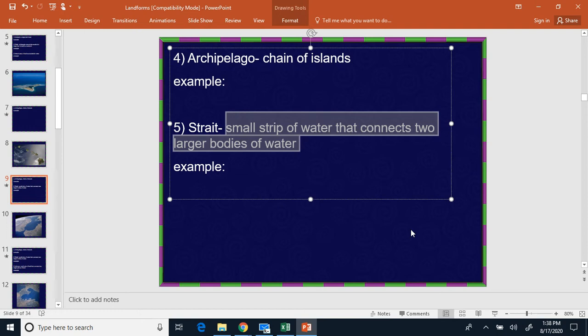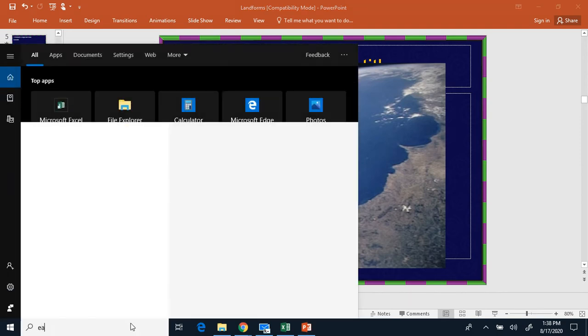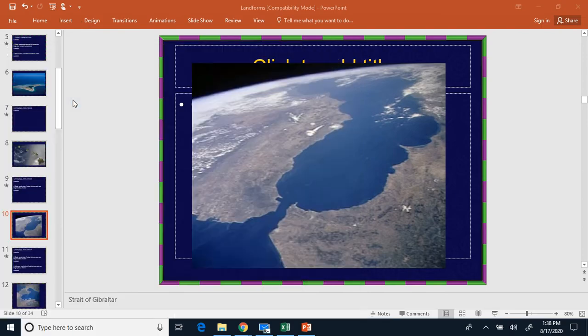But I'll show you in a picture here an example of a strait. In the picture I have here, you can see there's this little strip of water right here. That's the strait. Large body of water, large body of water. So that little strip right there, that's called a strait. And I said Gibraltar Strait is the most famous kind of strait.